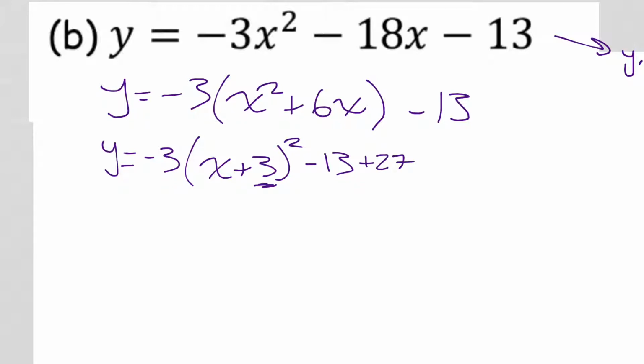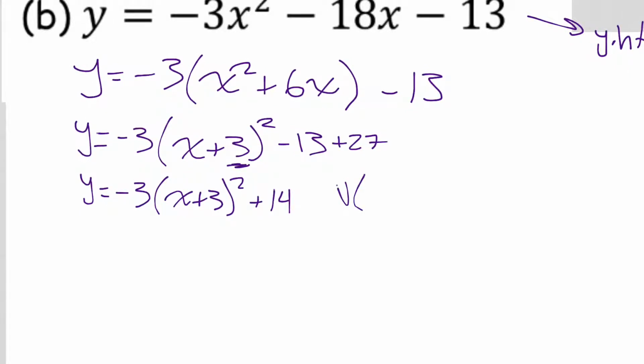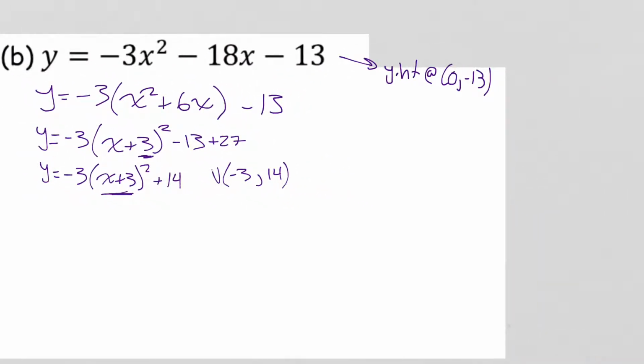Cool, cool, cool. All right. Well, let's simplify this. y equals negative 3 times (x plus 3) squared. 27 minus 13 is what? 14. So plus 14, right like that. So what does this look like? Well, I found my vertex. My vertex is at negative 3, because of that x plus 3 right there, negative 3, comma, 14. Okay, so that tells me that my axis of symmetry is at x equals negative 3.